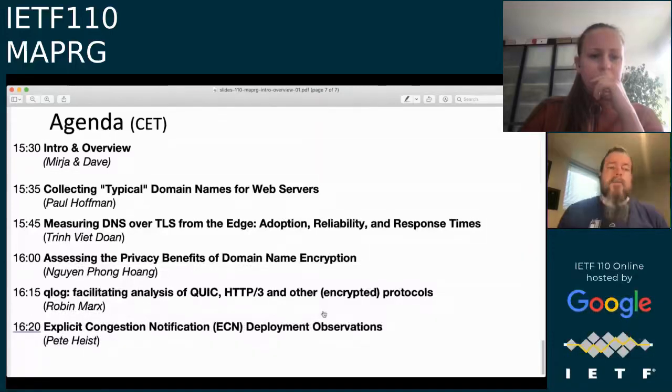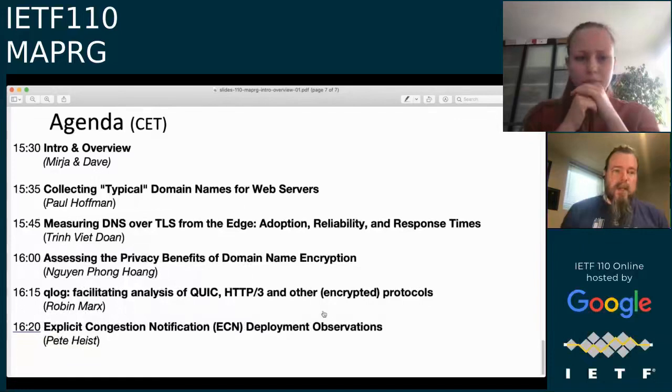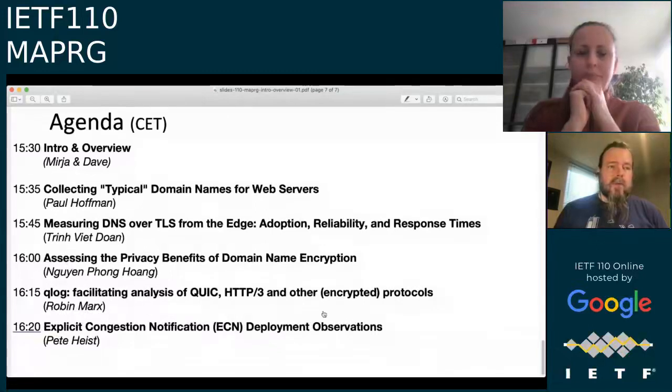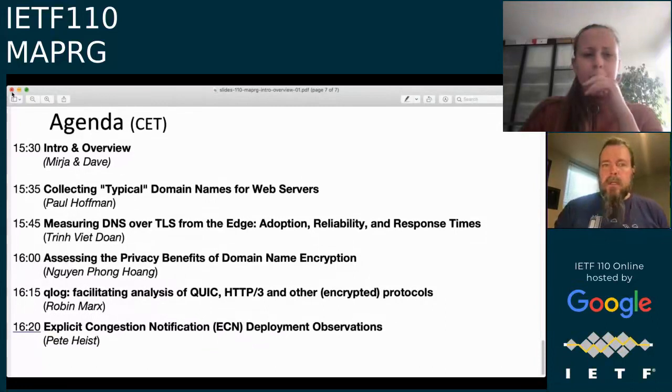We'll switch to Fong for assessing the privacy benefits of domain name encryption. That is also going to be a published research paper. Maybe I've got them the other way around. One's upcoming and one has already been published. The link to the papers there. We'll spend a few minutes for a quick update from Robin Marks about QLog, and then we'll close out with Pete Heist in the last about 10 minutes. And if we get any time back along the way, we'll have more time for questions, but we're going to try to fit the questions and comments in between those or in the time itself. So that's the session for today. Any opening comments or questions or issues?